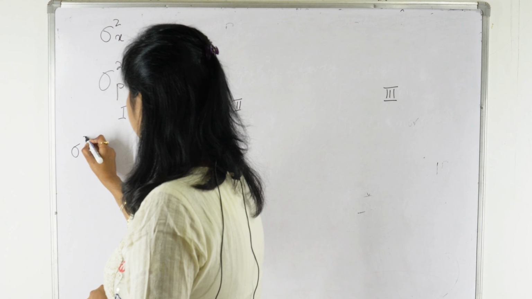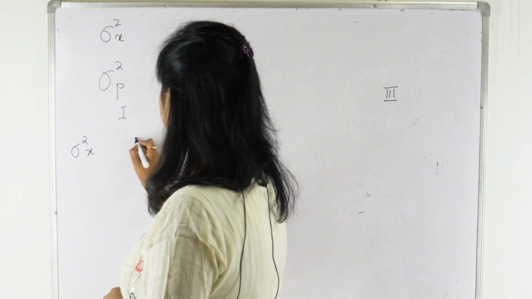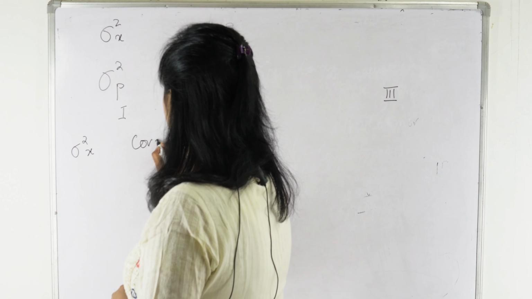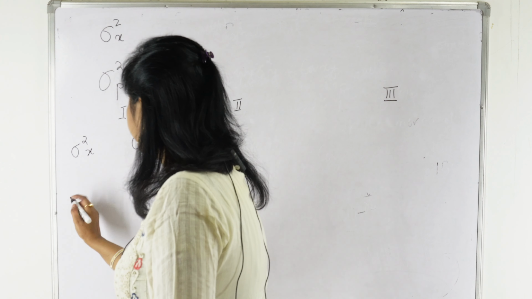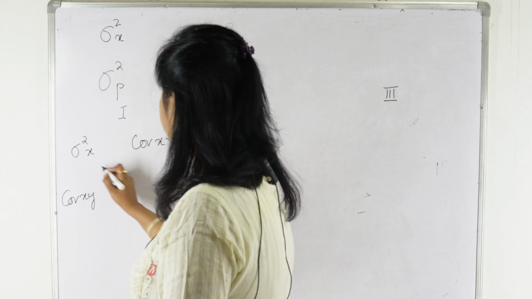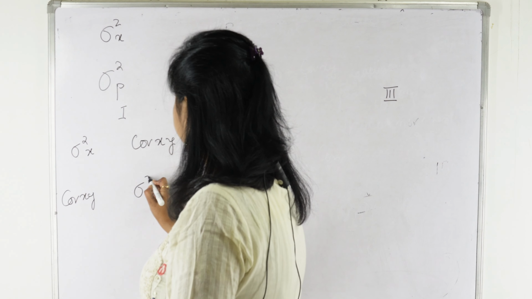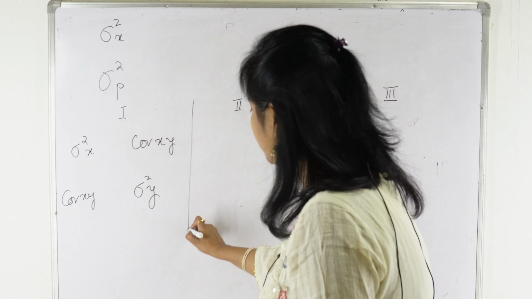So now what I will do, in 1 I will do like this. This is variance of security x, right? And here I will write covariance of security x and y, right? Same thing I will write here, covariance of security xy, but instead of writing variance here of x, I will write variance of y. This is my 1.